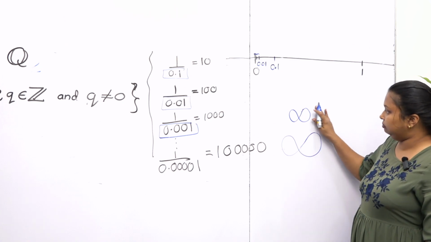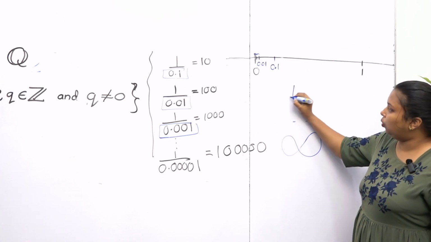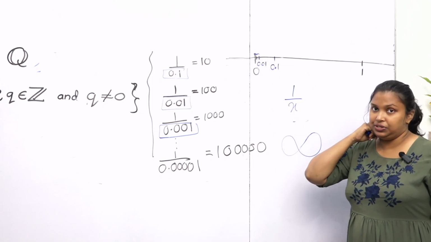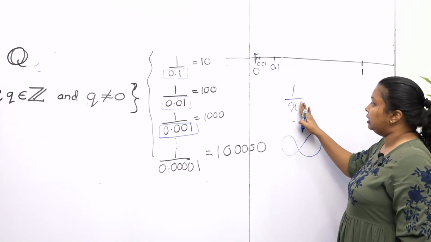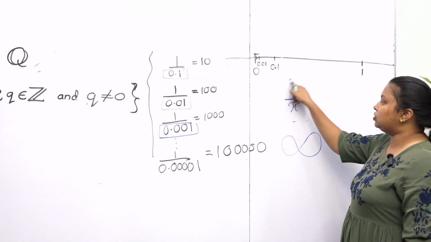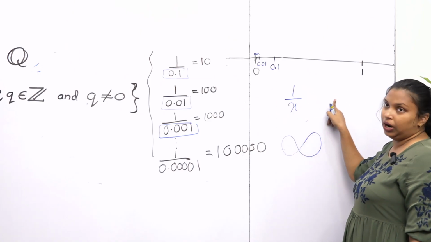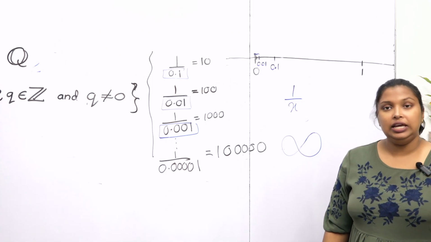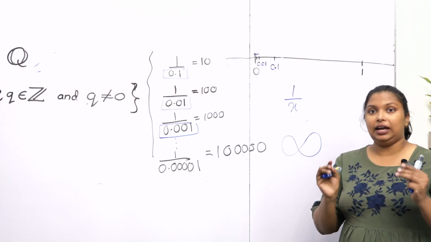So we say 1 over x. We have a lesson called limits, where we can understand this very well. When this x tends to 0, this overall fraction tends to what? Infinity. This overall fraction tends to infinity. So there is no exact value.